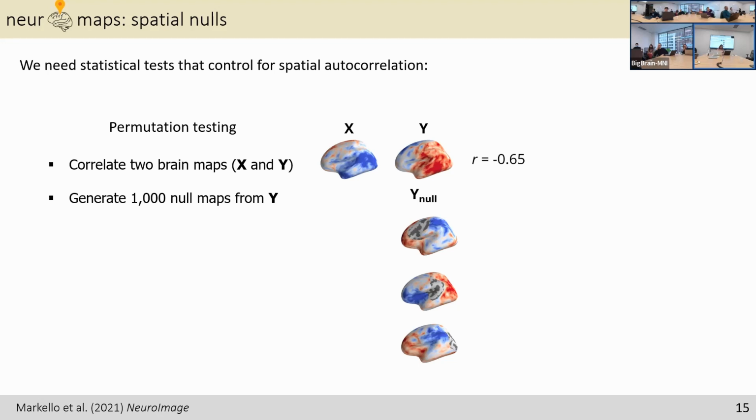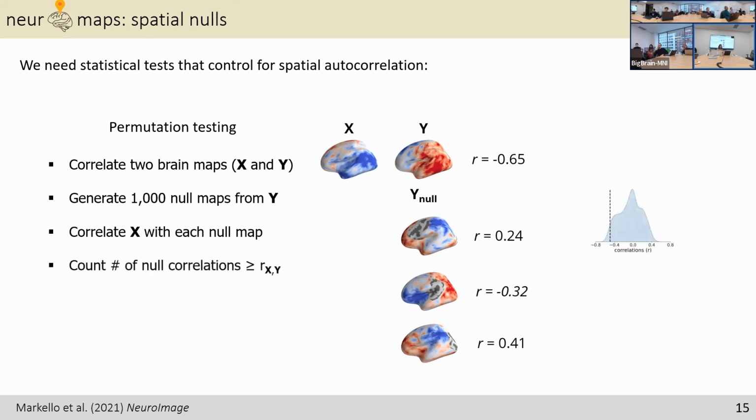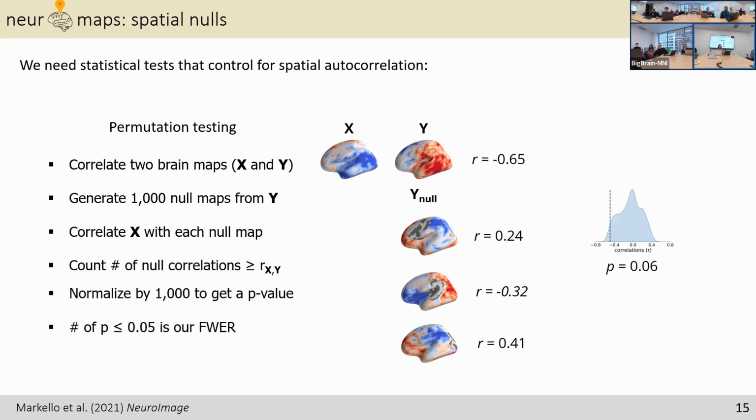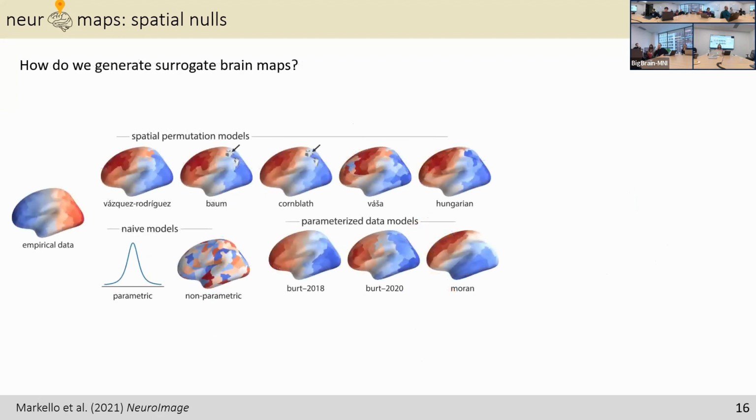And so once we've created those surrogate brain maps, we again correlate them with our original map, and the resulting correlations would be set as our null distribution. And then what we want to do is compare our empirical result to this null distribution to get a more accurate p-value. And then we can simply compute the p-value. So here in this case, we can get something like 0.06. And so this is all good, but how would we generate those surrogate brain maps?